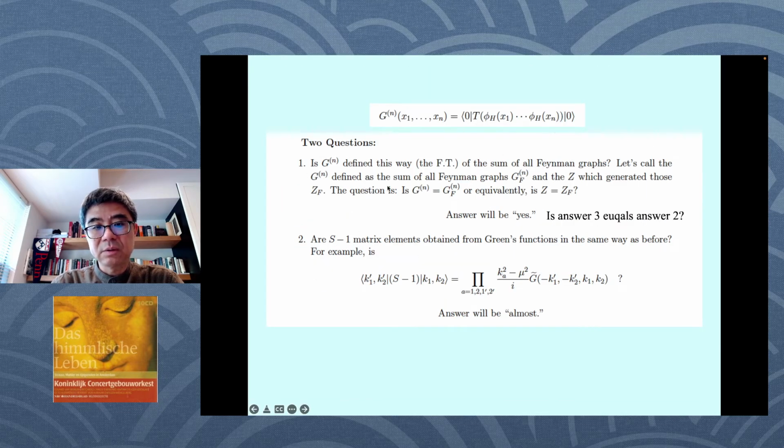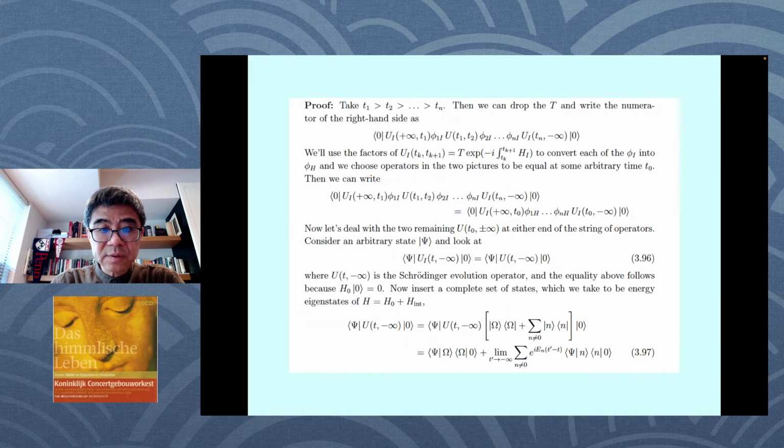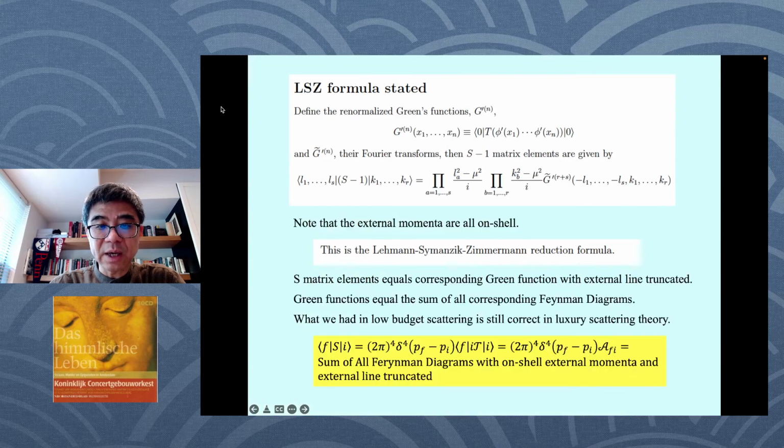So the two questions, the answer to the first question, the answer is yes. Now, the second question is: is this green function related to the S matrix? So this is a little bit more complicated. Okay, a little bit more complicated. The answer is this. Okay, this is called the LSZ reduction formula.